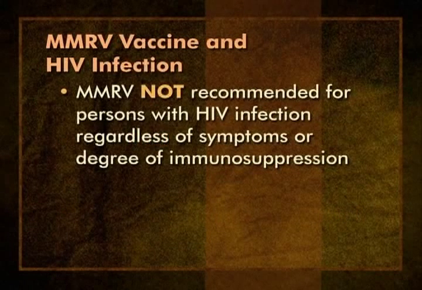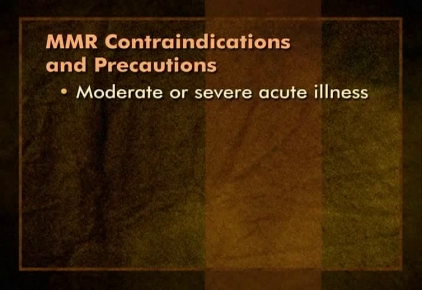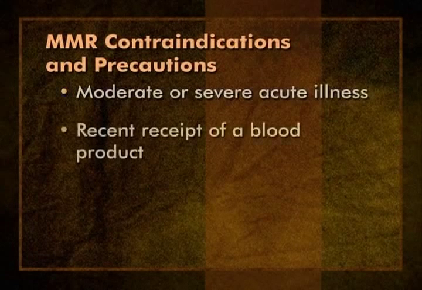There are no data on the efficacy or safety of MMRV in persons with HIV infection. Consequently, MMRV is not recommended or approved for persons with HIV infection, regardless of symptoms or degree of immunosuppression. There are two precautions for both MMR and MMRV. Moderate or severe acute illness is a precaution, and vaccination should be delayed until the acute illness improves. This precaution applies to all vaccines.